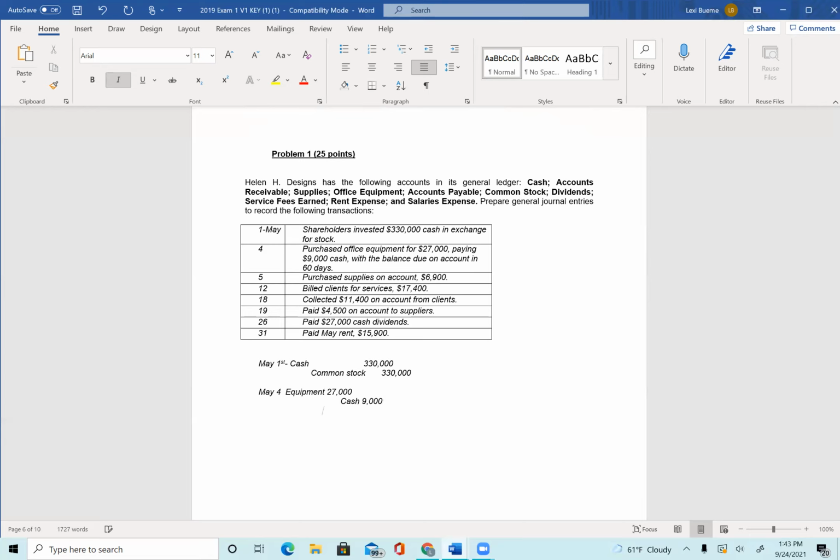And where it says the balance is due on account for 60 days, whenever it says paid on account, it's going to be accounts payable, and it's just going to be the difference because we paid the rest on account, so that's going to be $18,000.